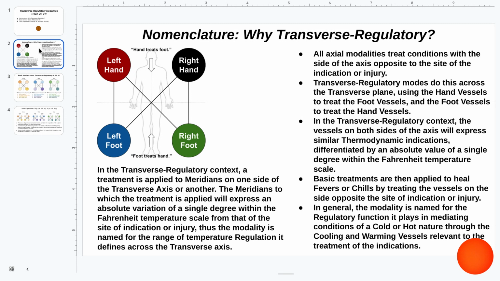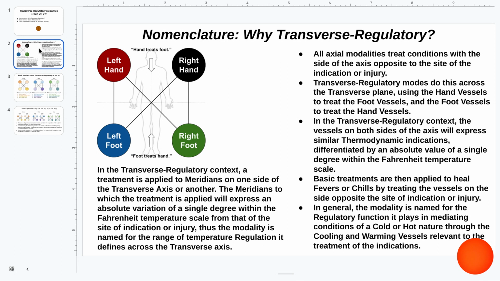In this set of modalities, the vessels used for treatment will span a range of thermodynamic indications that express absolute values which differ from the indications at the meridian of treatment by a single degree of the Fahrenheit temperature scale. Thus, the transverse regulatory modalities treat illnesses across the transverse plane by stimulating pairs of meridians that express single symmetrical thermodynamic ranges between them. Stimulating these meridian pairs will serve to treat the relevant cold or hot condition indicated for the meridian on the side opposite those used for treatment.